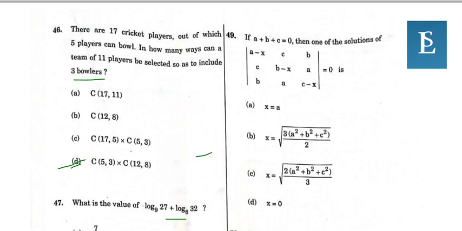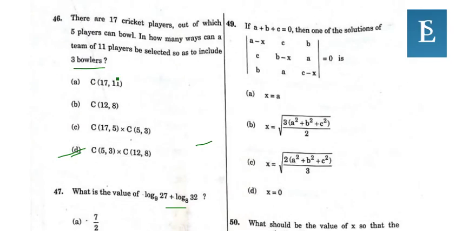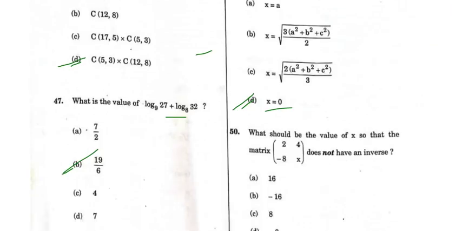Next question is 49. If A plus B plus C equal to 0, then one of the solutions is... solve this and you will get the results. Just go through the options and you will get x equal to 0. So first try A and D and you will get x equal to 0 as right.